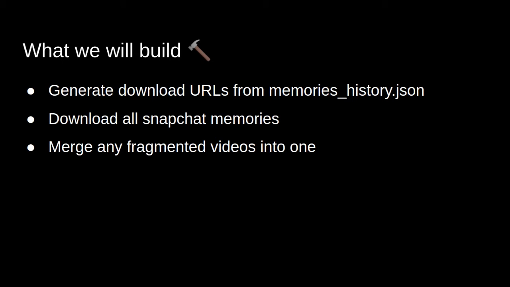So what we're going to build is a tool that does three things. It's going to generate the download URLs from the memorieshistory.json file that you get when you request your data from Snapchat. From those URLs, we'll download all of our Snapchat memories. And finally, we'll merge any fragmented videos into one. I know we all love saving longer than 10-second Snapchats. And when this is the case, Snapchat will actually save that specific memory into 10-second chunks. So we'll need to add some logic to go through all of our memories and merge any videos if necessary.